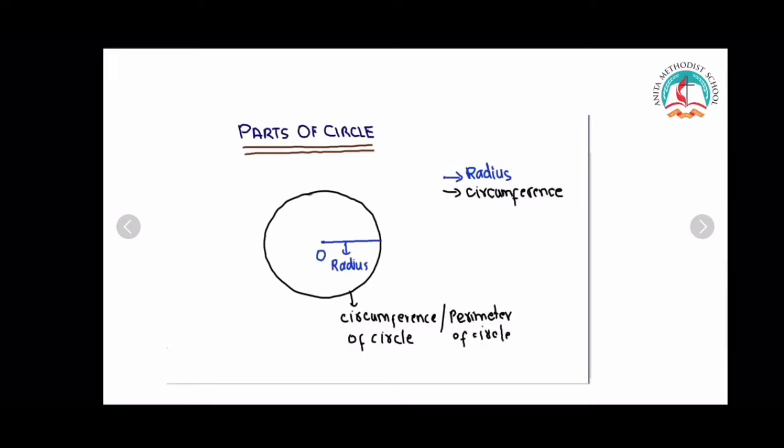Next part of the circle is the diameter of the circle. Now what is diameter? First of all, I have to label it as diameter. So the red color represents the diameter. Diameter basically is any straight line segment that passes through the center of the circle and whose end points lie on the circle. So keep this in mind that the diameter should pass through the center of the circle. If the line does not pass through the center, then it is not the diameter of the circle.